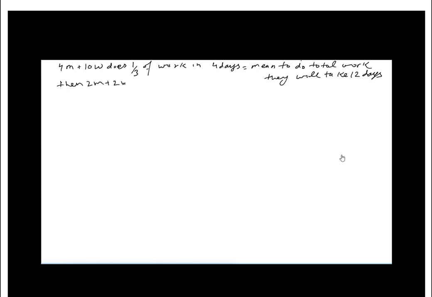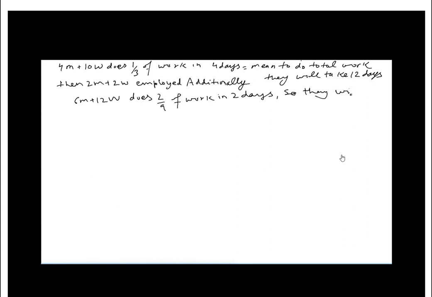Then 2 men and 2 women are employed to do the same work. So now there will be 6 men and 12 women. And they are doing 2 by 9 of the work in 2 days. So how much time will they take to complete this whole work? That will be 9 days. Now we have the number of days, so we will calculate the efficiency part.